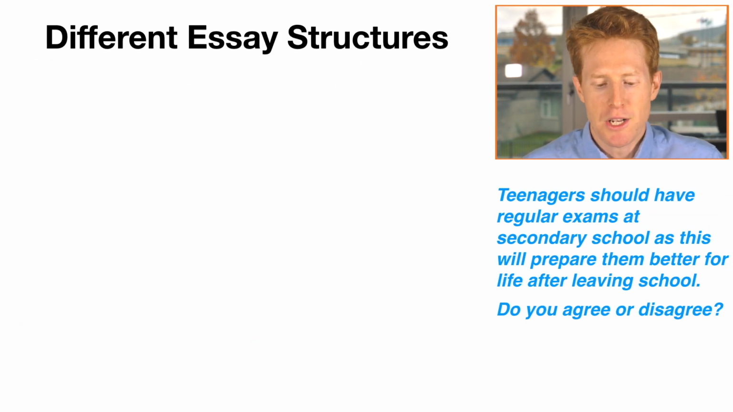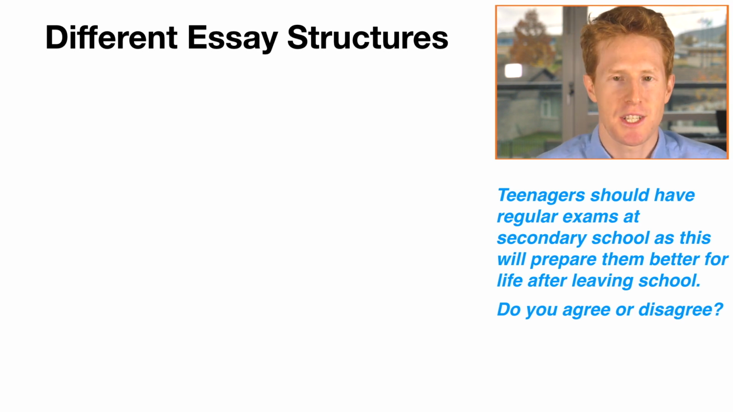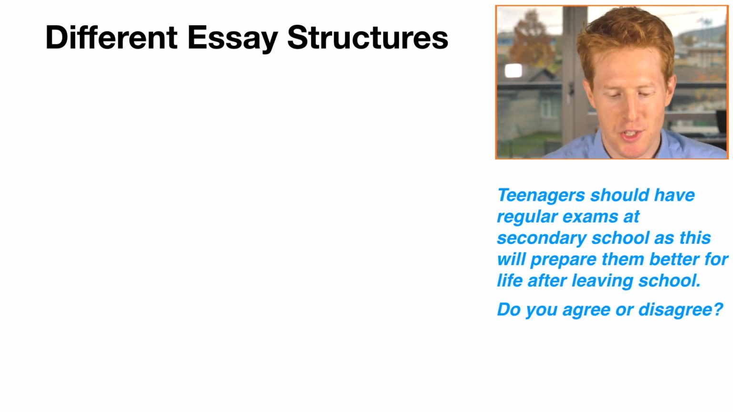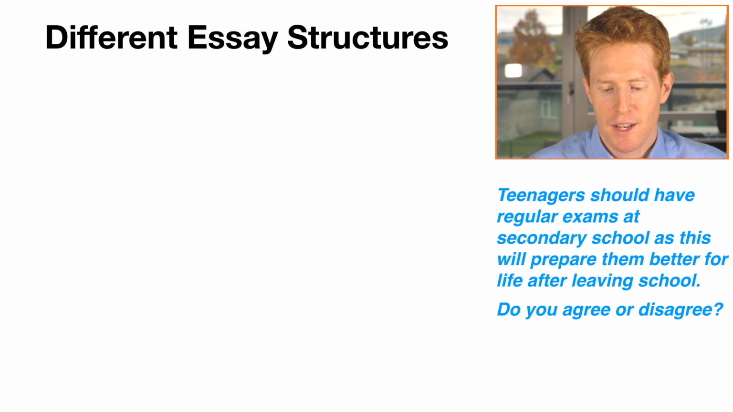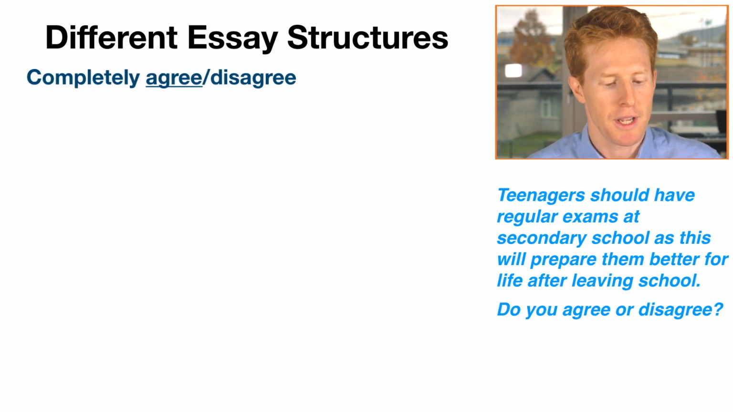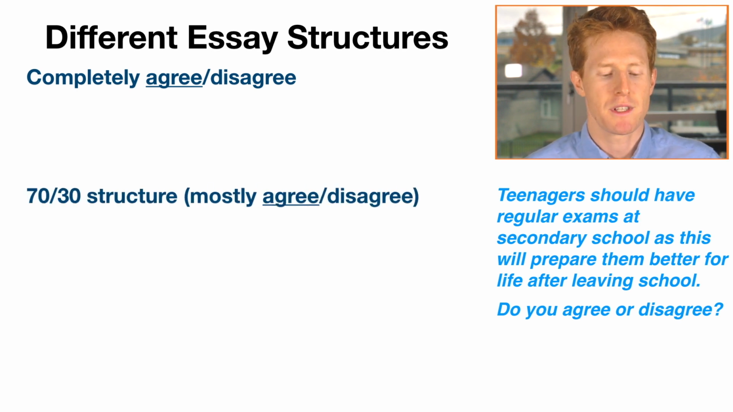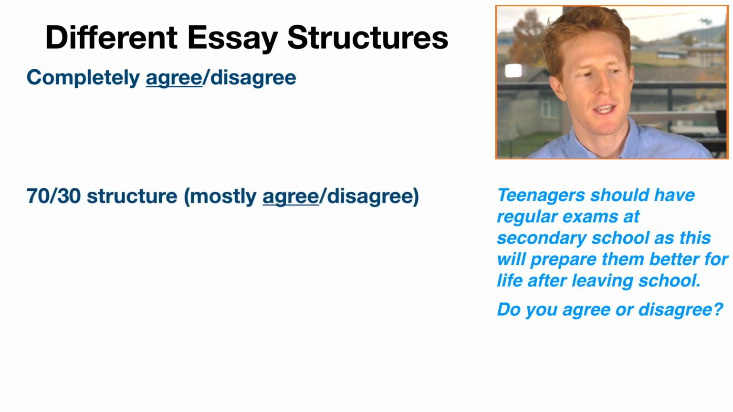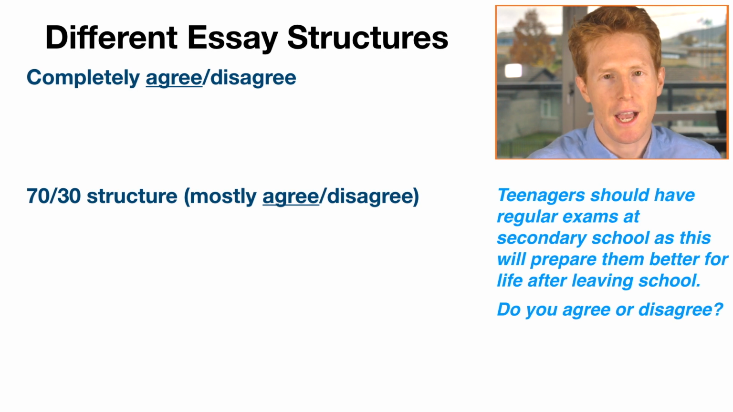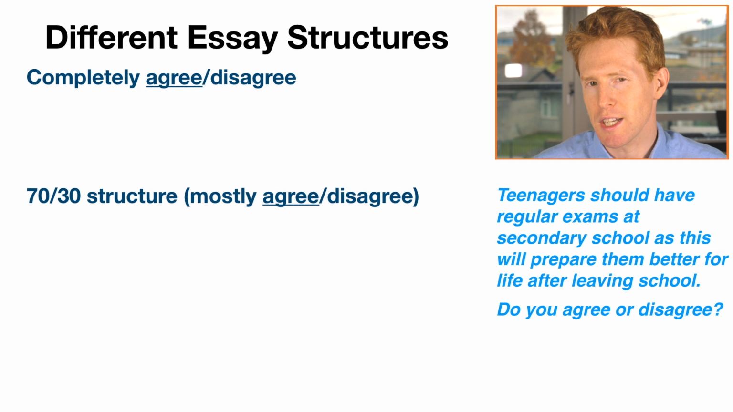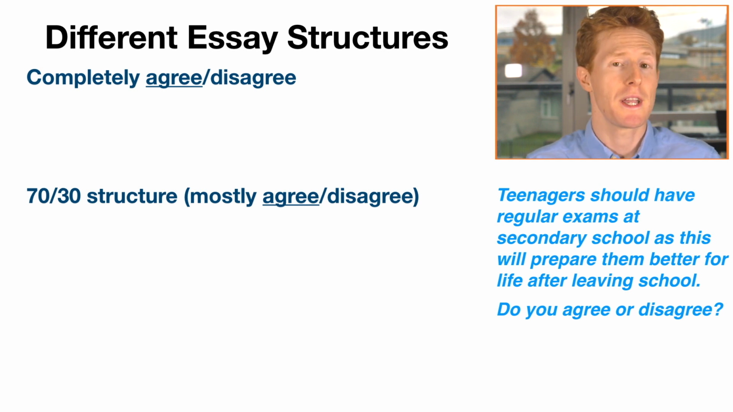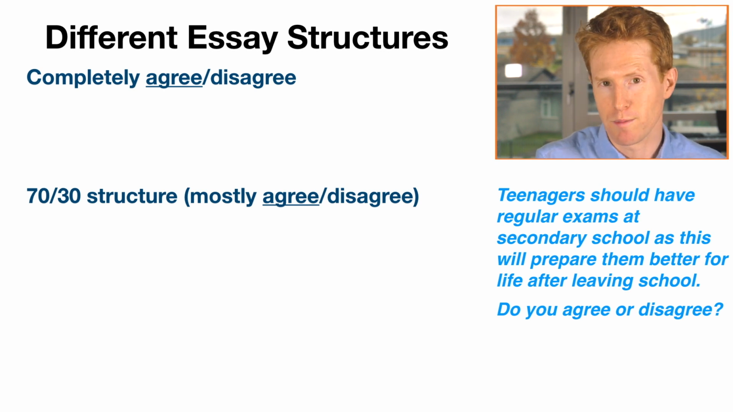Now, imagine you get a typical agree-disagree question like this. Teenagers should have regular exams at secondary school as this will prepare them better for life after leaving school. Now, you can completely agree or disagree. So that's a very simple structure. You could also have the 70-30 structure where you say, I 70% agree and I 30% disagree. So you're introducing both sides of the argument, although you're agreeing particularly with one.